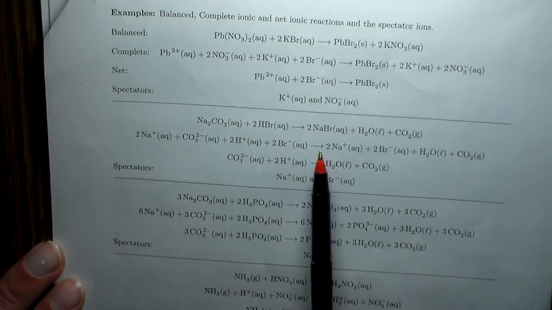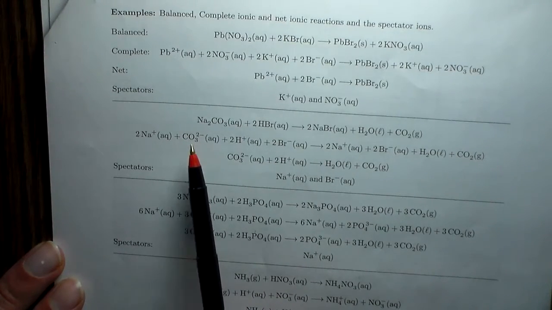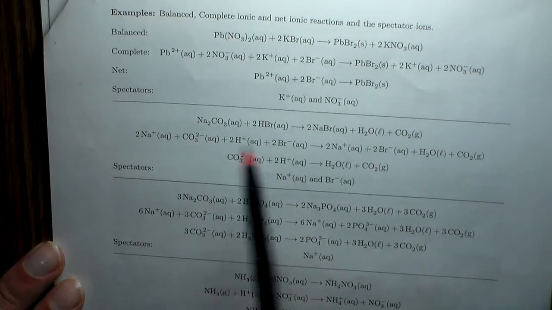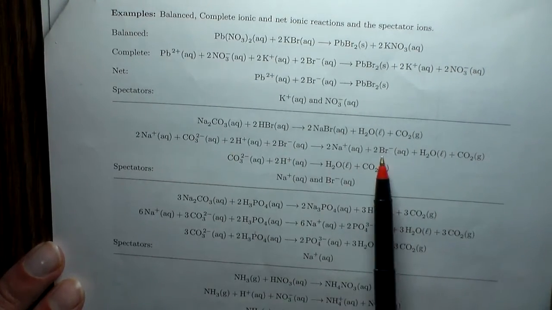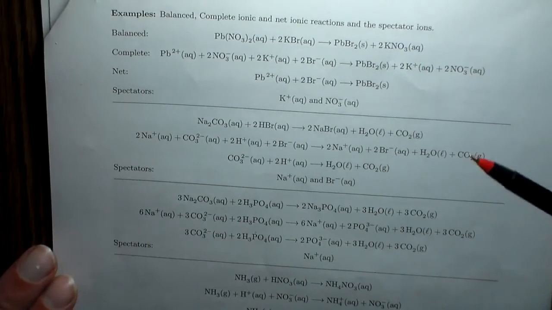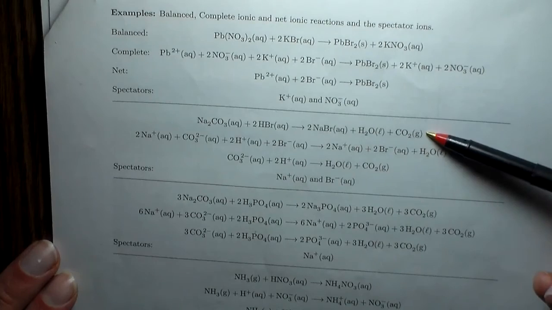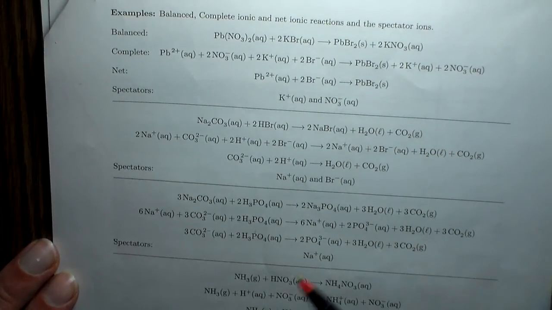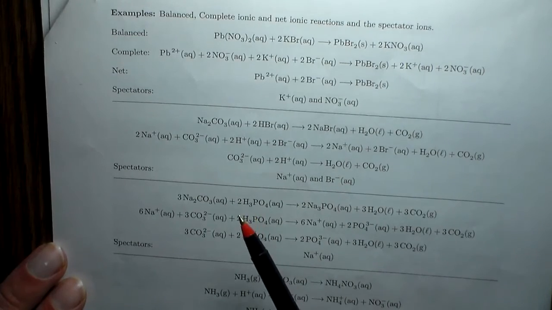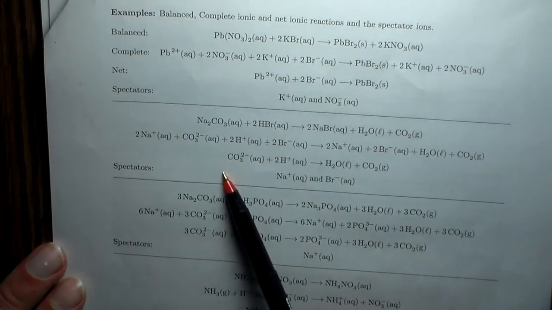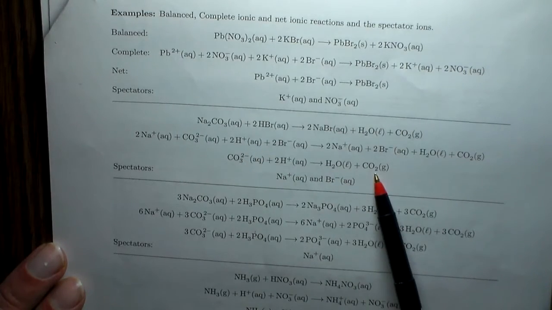And again, here I have 2 sodiums on both sides, 1 carbon on both sides, 3 oxygens over here. 1, 2, 3 oxygens. 2 hydrogens, 2 hydrogens, 2 bromines, 2 bromines. Okay. And again, you can just easily verify that the number of atoms is the exact same as we have up here and down here. All right, so once I eliminate my sodium and my bromine, which are my spectators, I'm going to be left here with my carbonate plus the 2 hydrogens, gives me water and carbon dioxide.